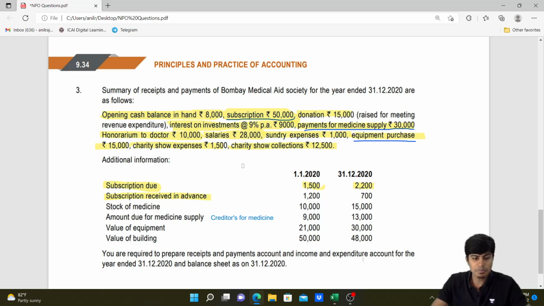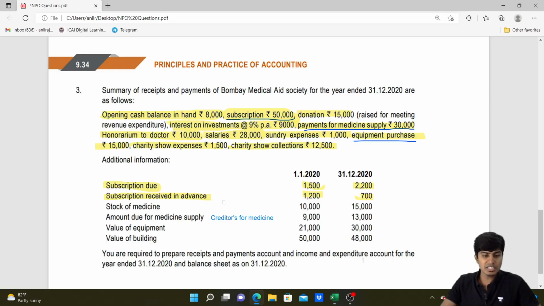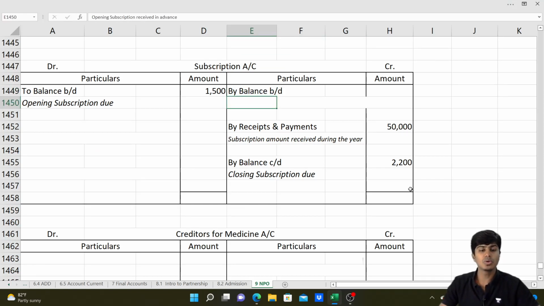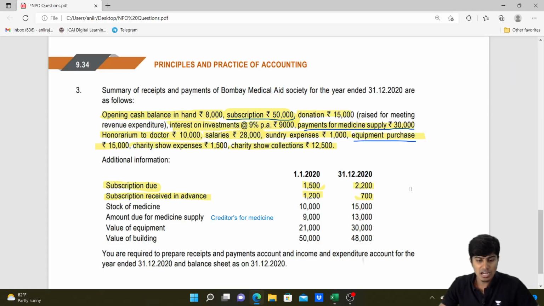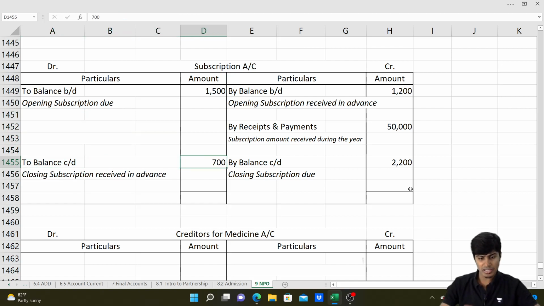Let's post this. Subscription received in advance, 1,200 and 700. This is our subscription account. Opening subscription received in advance, a liability opening balance, on the credit side: by balance brought down, opening subscription received in advance, amount is 1,200. And the closing balance in the same subscription account on the debit side, I'll write here to balance carried down, closing subscription received in advance, that is 700 rupees. Got that?